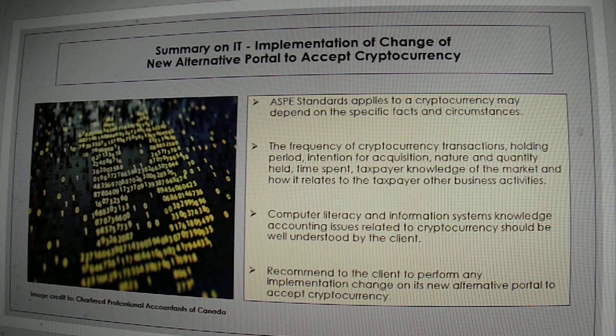Once the above computer literacy and information system knowledge and accounting issues related to cryptocurrency are well understood, I would recommend that the client perform any implementation change on its new alternative portal to accept cryptocurrency.